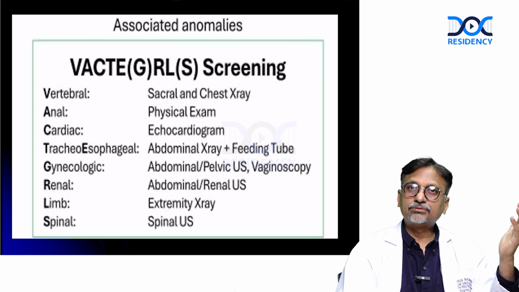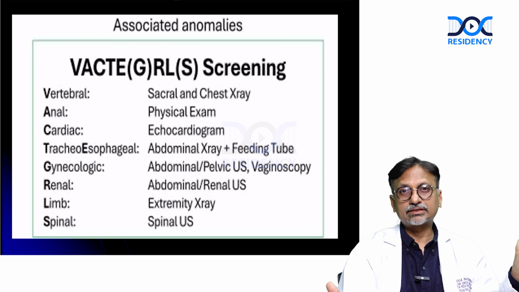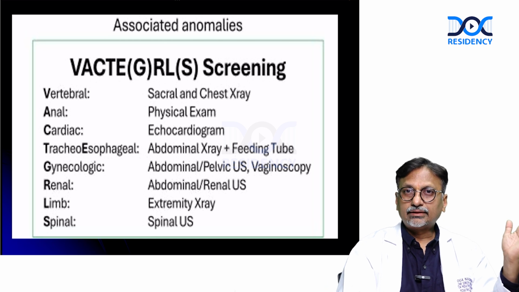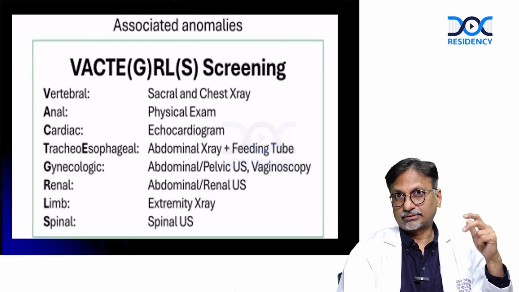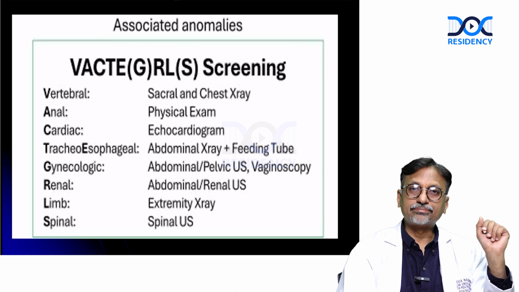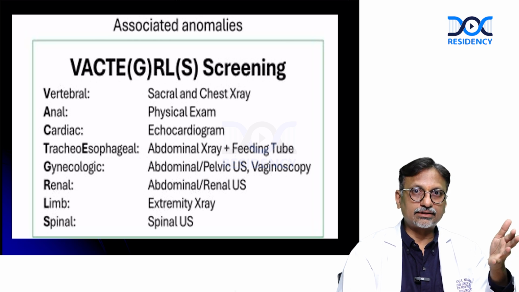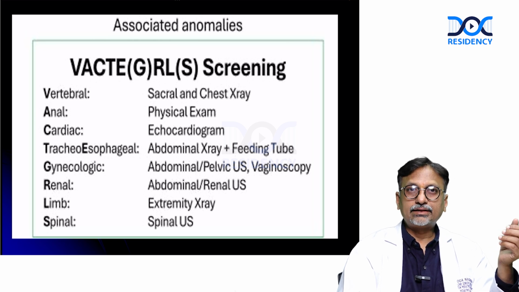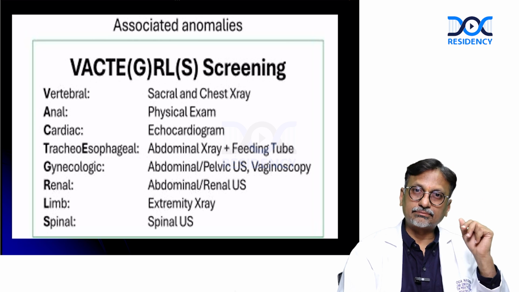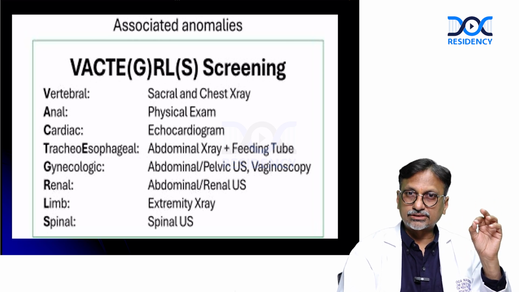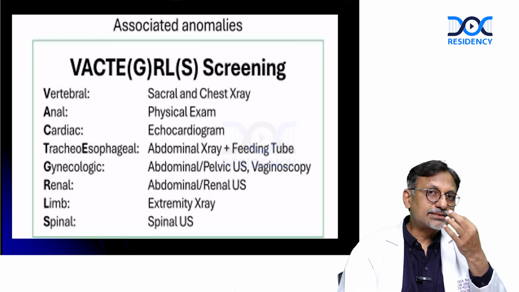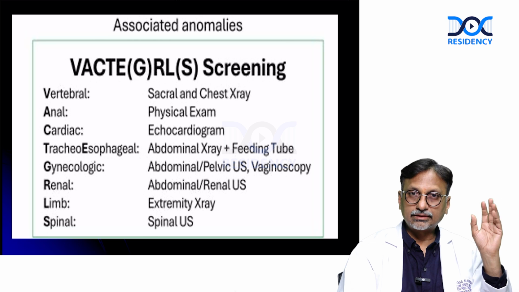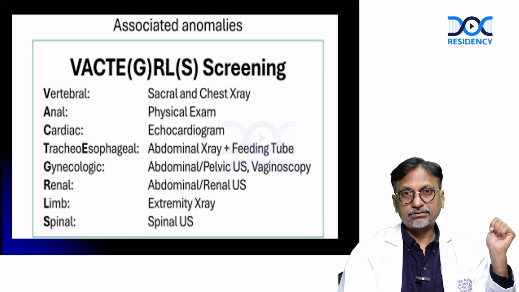For vertebral anomalies, the tests we do are a babygram or infantogram, or specifically a sacral or chest X-ray to see if any thoracic defects are there. Anorectal anomalies we can diagnose by physical examination only. If it is a cardiac anomaly, we can do a 2D echo to see the exact structural anatomical defect. And for tracheoesophageal fistula, by passing a feeding tube and taking an X-ray, we can tell if the child has esophageal atresia or not.